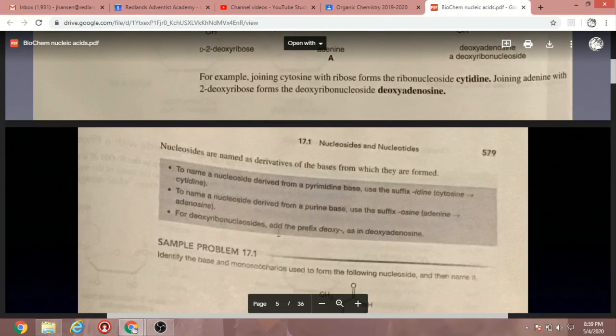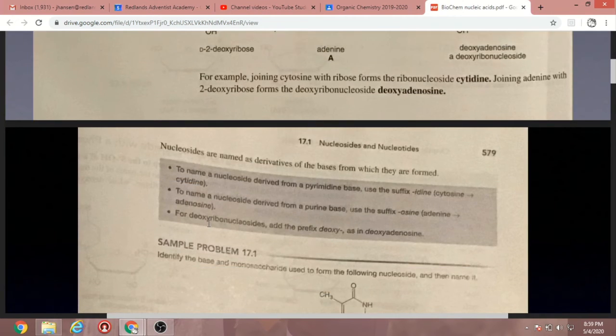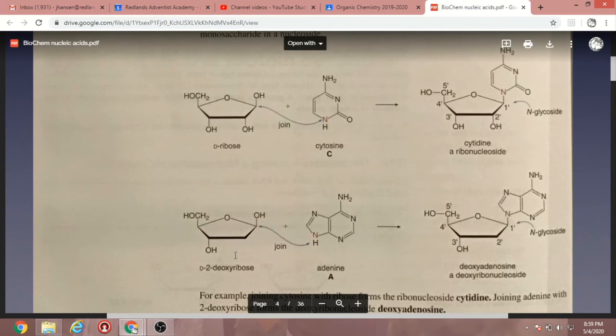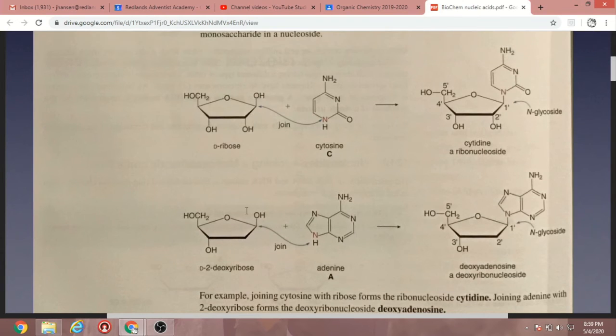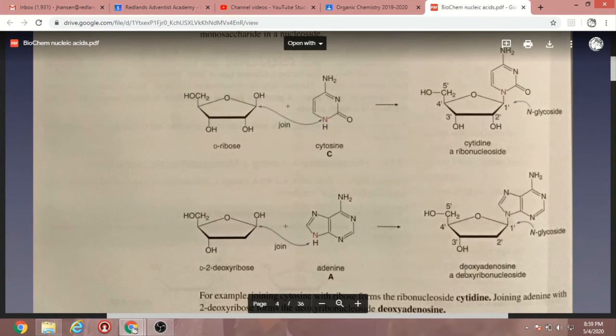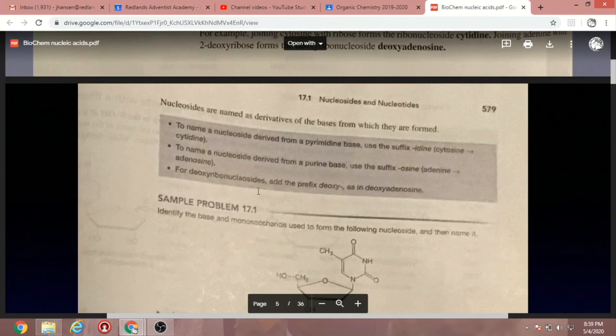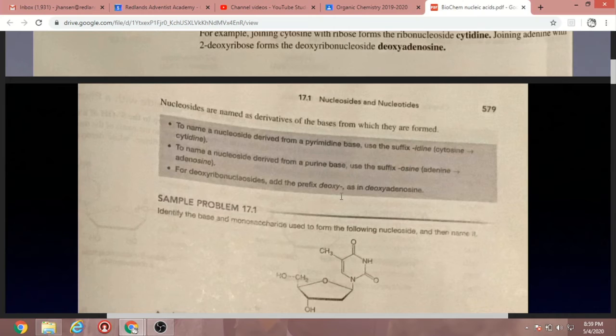And finally, if you have a deoxy sugar, if you have a deoxyribose, like you see here, remember there's no OH group here. Up here you do have one, that's ribose, but this is deoxyribose. If you have that, you have to add that prefix deoxy in front too. So for deoxyribonucleosides, you add that prefix deoxy.